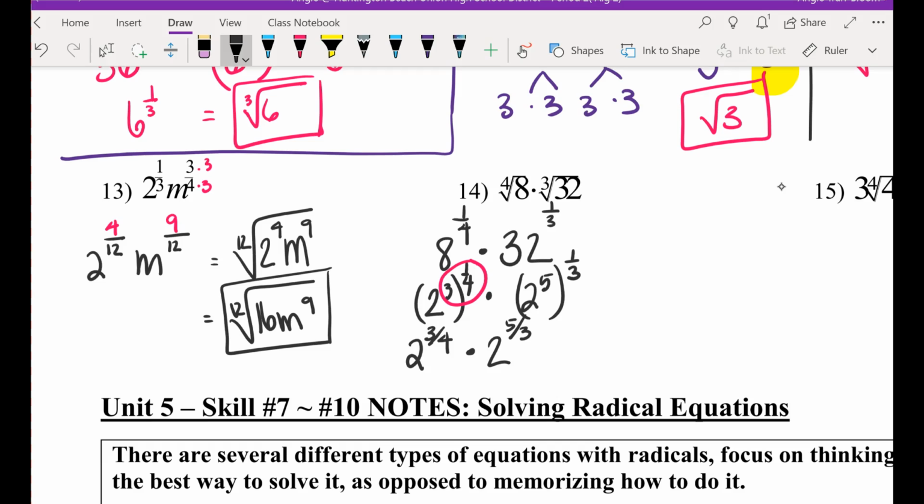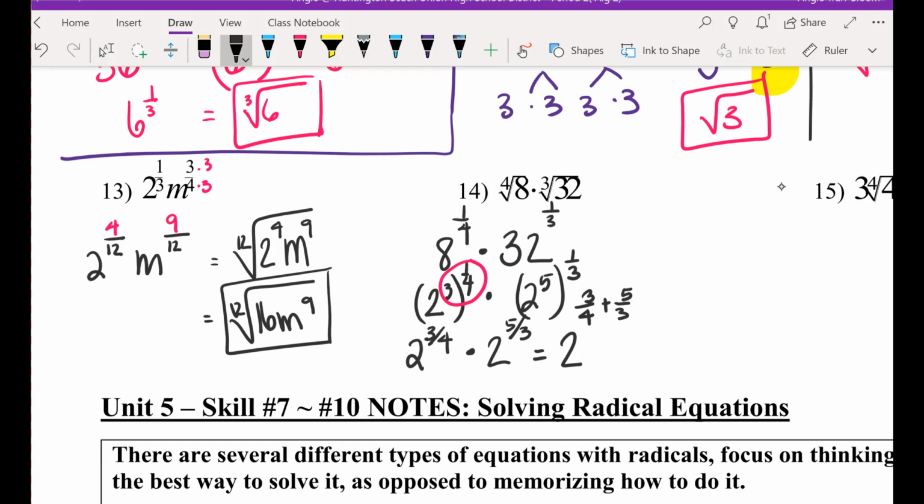Now, look at the bases. Are the bases the same? So what do you do when you multiply? What do you do with the exponents when you multiply and the bases are the same? I get to add the exponents. So this is really 2 now, 3/4 plus what? 5/3. I'm going to hold on tight so you can ask questions.